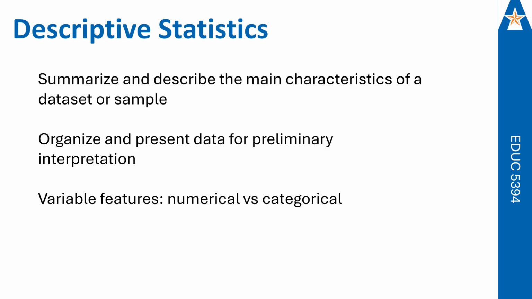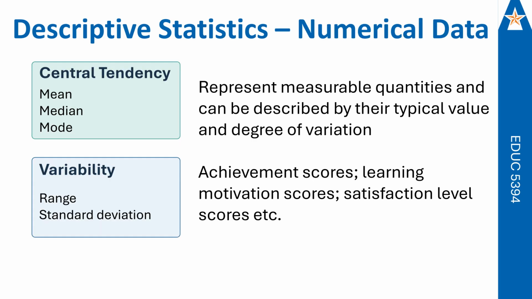The appropriate descriptive statistics depend on the type of variable being examined. We will discuss this next. First, let us examine descriptive statistics for numerical data, which represent measurable quantities. Examples include age, test scores, and years of experience. Numerical data are commonly summarized using measures of central tendency and variability.